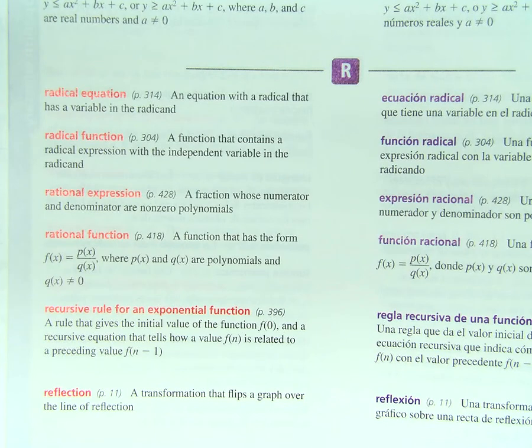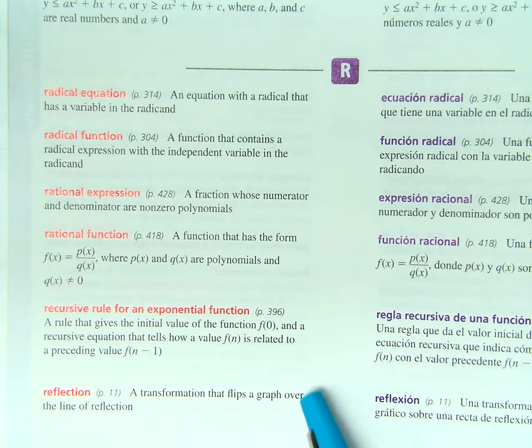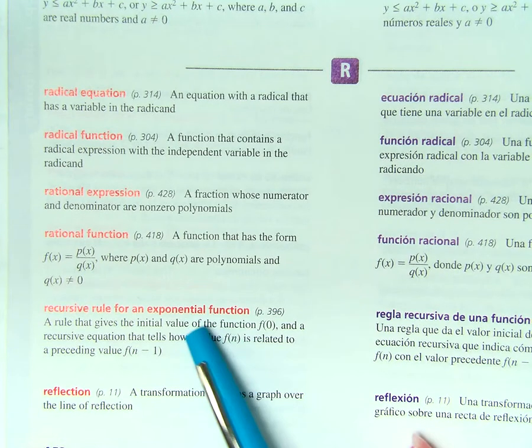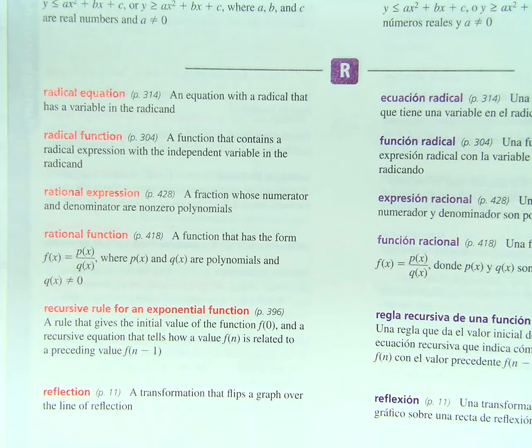Okay guys, today we're talking about recursive functions, recursive rules, okay? I actually have the book open to the glossary at the back because I wanted you to see what the definition of a recursive rule for an exponential function was. And in fact, there is a definition for the recursive rule for an exponential function, okay? It's a rule that gives the initial value of the function, f of 0, and a recursive equation that tells how a value, f of n, is related to a preceding value, f of n minus 1.